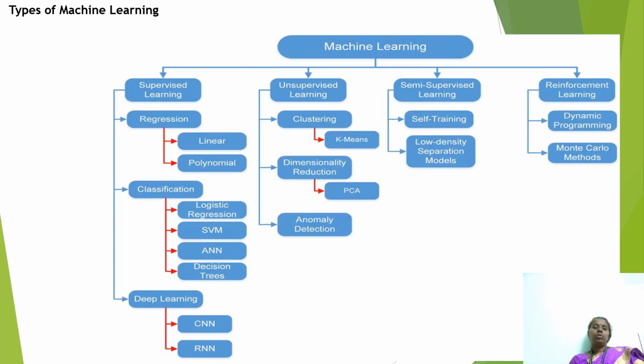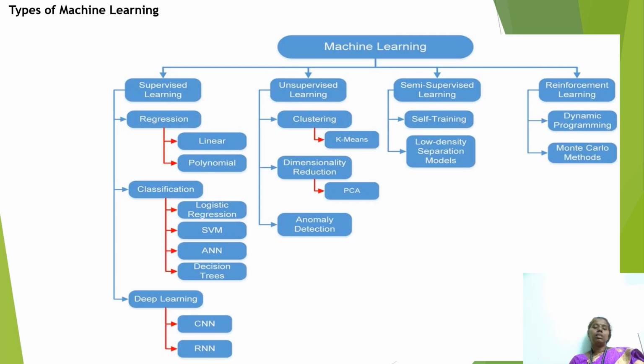Now we are going to discuss machine learning types. So machine learning can be categorized into four types. First type we call supervised learning, second one unsupervised learning, third one semi-supervised learning, and fourth one reinforcement learning. So under supervised learning, we have different types of techniques used. First one regression, second one classification, and third one deep learning.